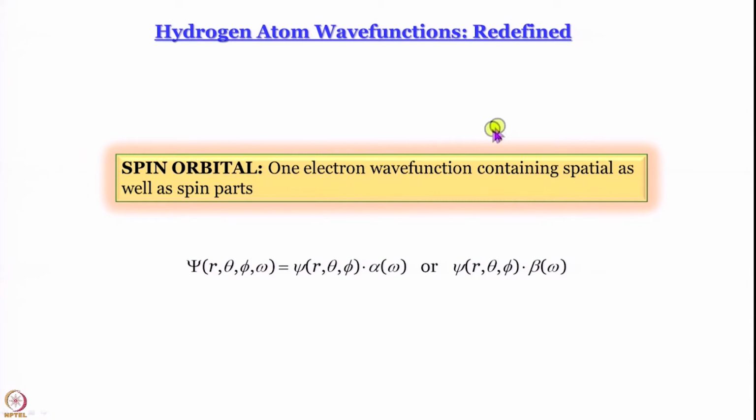For all electrons s is half anyway. So, this total wave function psi, which is a function of r, theta, phi and omega, the spin coordinate, is given by psi(r, theta, phi), the wave function in spatial coordinates, multiplied by the wave function in spin coordinates, alpha or beta. So, if you just take one electron, then it can reside in the same orbital in two ways, one in which it has up spin, one in which it has down spin. So, two wave functions are now possible when you incorporate spin.